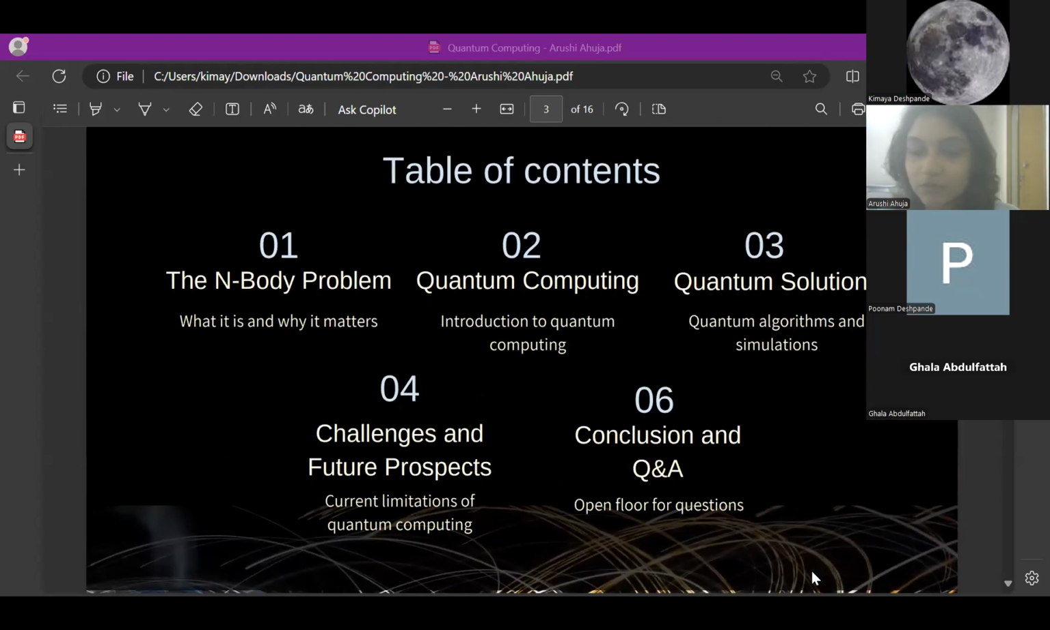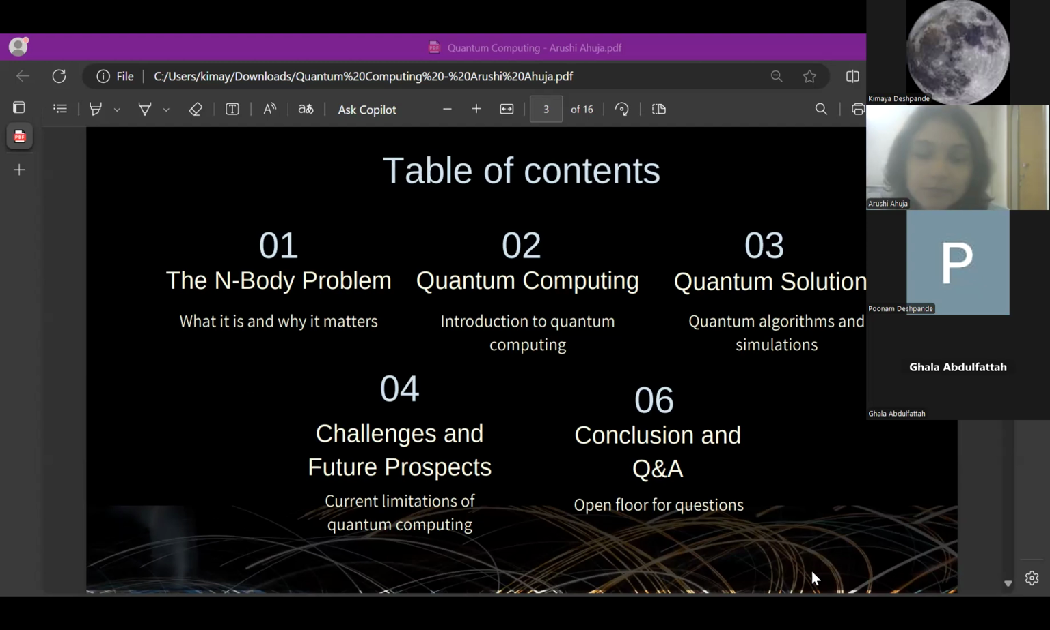So these are the table of contents. First we're going to talk about the n-body problem, what it is and its significance. Then we're going to move on to studying quantum computing. We are not going to go too deep into this, but just have an overview of the basic concepts such as superposition, entanglement, and what makes quantum computing different from classical computing. Then we're going to talk about different algorithms and simulations which are used in quantum computing and which can be used to solve the n-body problem.